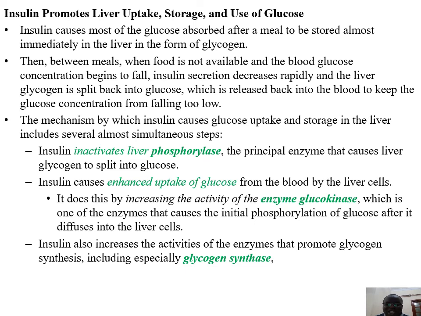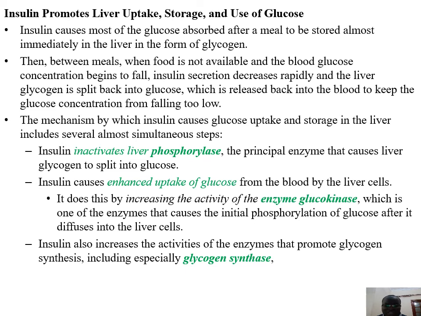Insulin causes enhanced uptake of glucose from the blood by the liver cells. It does this by increasing the activity of the enzyme glucokinase, which is one of the enzymes that causes the initial phosphorylation of glucose after it diffuses into the liver cells. And then it will be stored in the form of glycogen. Okay, that will initiate pathways of metabolism that are involved in fat metabolism, glucose metabolism, and other protein metabolism.